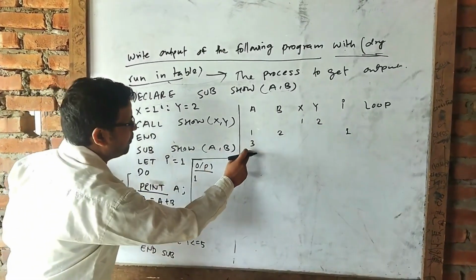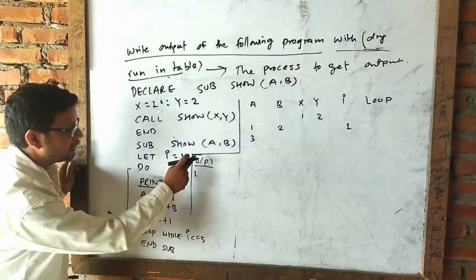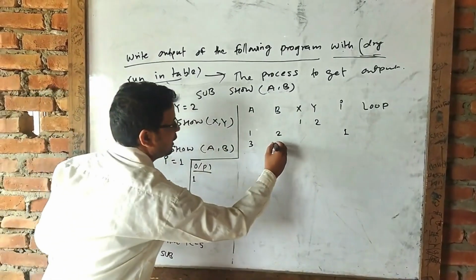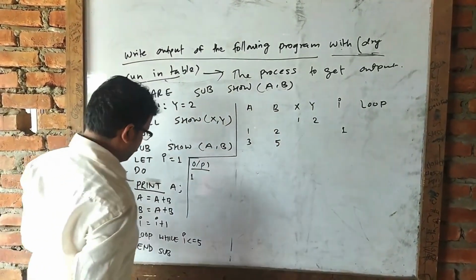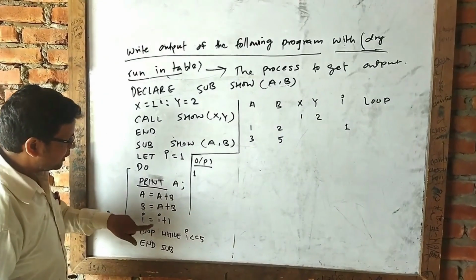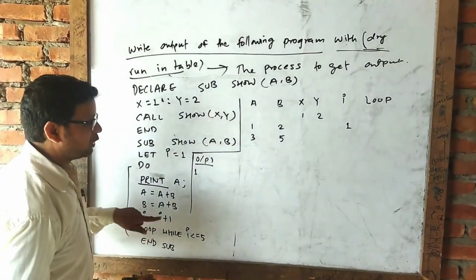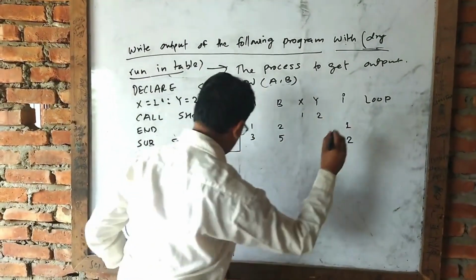In the other step, you can see B equal to A plus B. Previously we got the value of A as 3 and B was 2. So 3 and 2, B is 5. So here you can write 5. Now I equal to I plus 1 means 1 plus 1, 2. Here the value of I is 2.